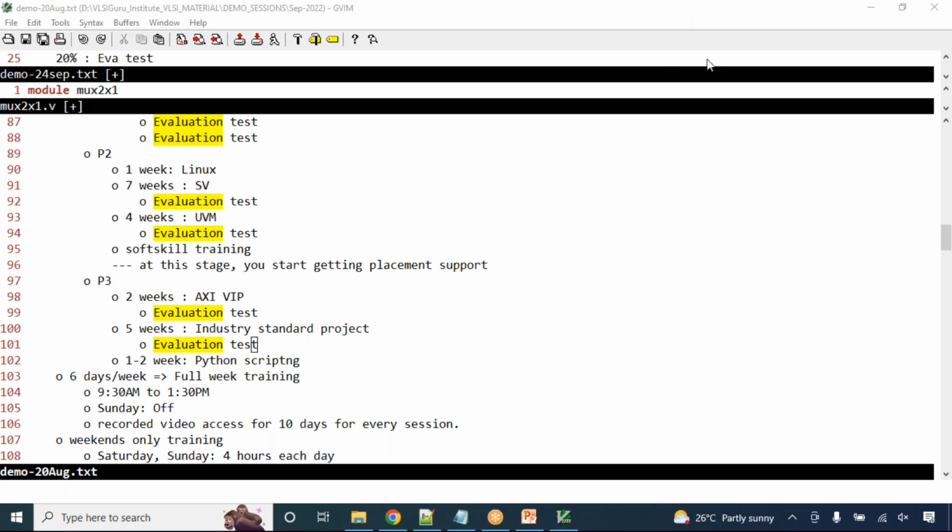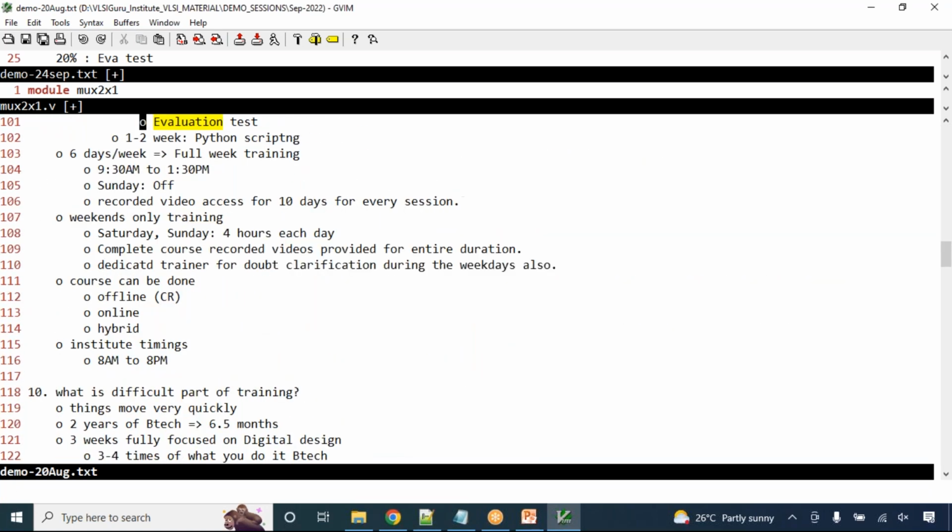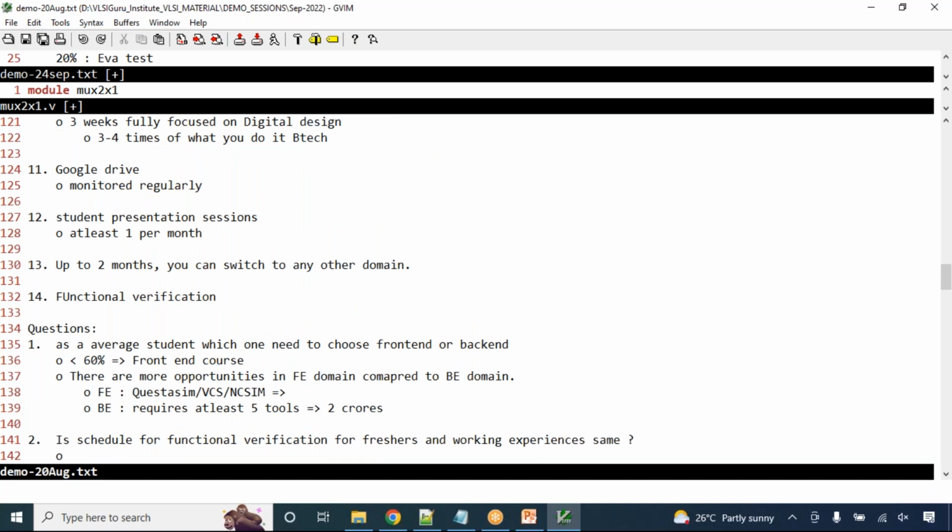What is the difference between functional verification and ASIC verification? Both are the same, right? In both cases, you have to verify the RTL code. ASIC is a generic term used for application specific integrated circuit. Functional verification is also the term used for verifying the same. Both are the same. I told you the same initially, it's all the same basically. Any other question?